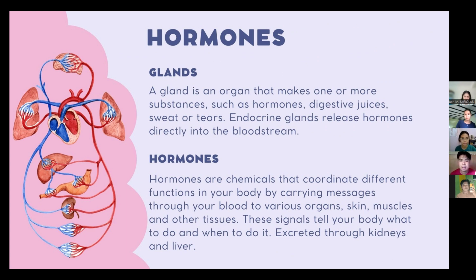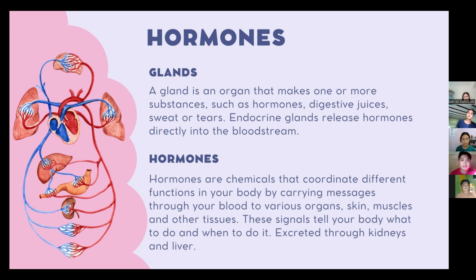Hormones. Glands. First, let's start with the glands. A gland is an organ that makes one or more substances, such as hormones, digestive juices, sweat, or tears. These glands release hormones directly into your bloodstream. So, what is a hormone?